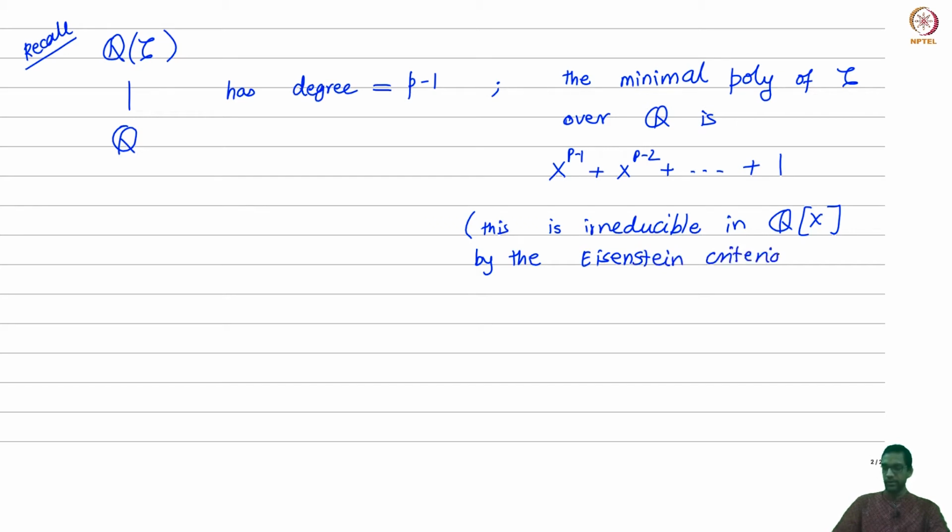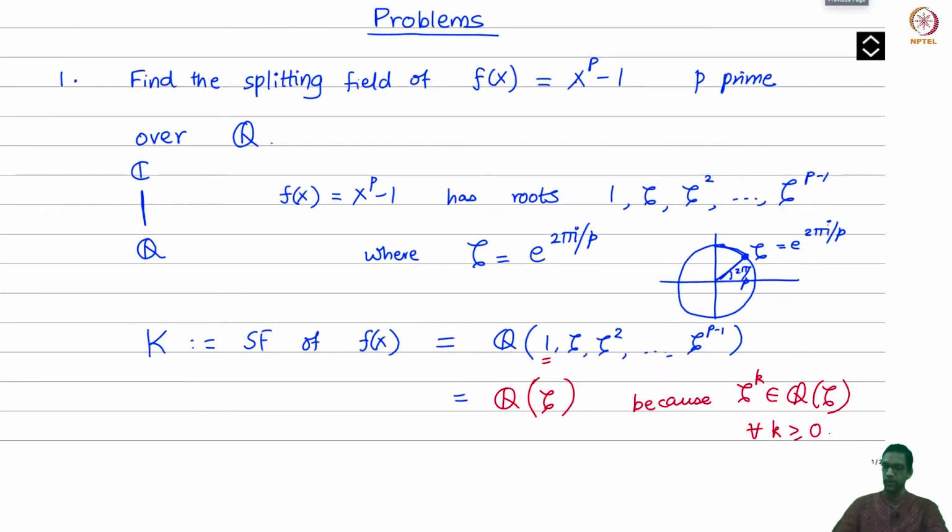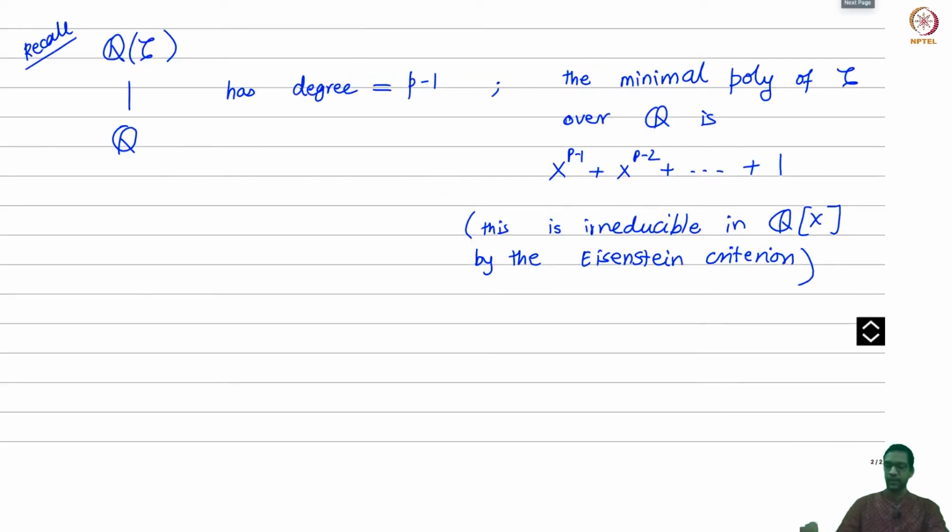And it involved a little bit more. One had to sort of replace x by x plus 1 and do little trickery there, but anyway, it came from the Eisenstein criterion. Okay, good. So that's the first problem. What it says is that the splitting field of the polynomial x to the p minus 1 is the cyclotomic field Q of zeta, and it has degree p minus 1.